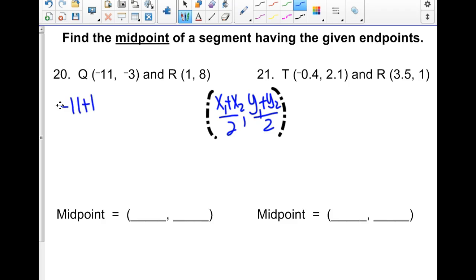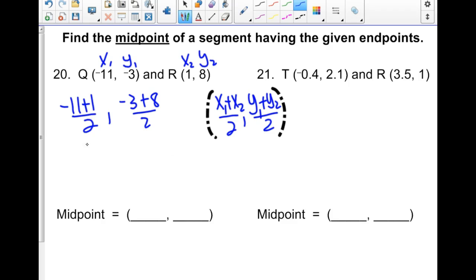So negative 11 plus 1 divided by 2, and negative 3 plus 8 divided by 2. These are your x's, and these are your y's. The most common mistake is kids will just type this directly, negative 11 plus 1, and then hit divided by 2, and they get the answer wrong. That's because the calculator isn't adding and then dividing.